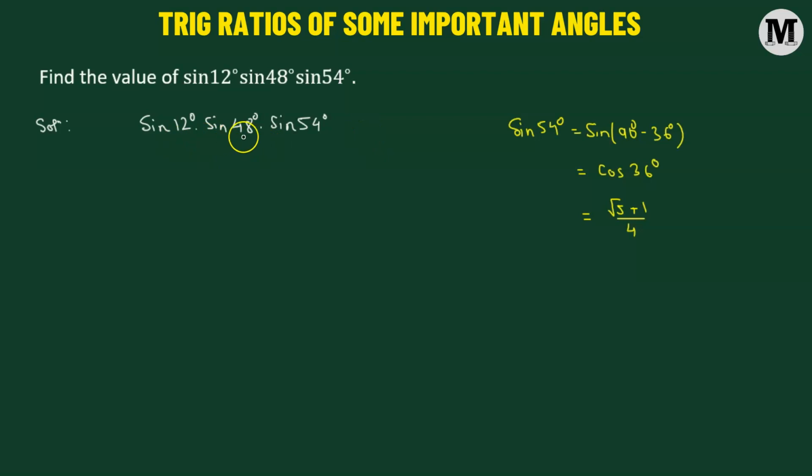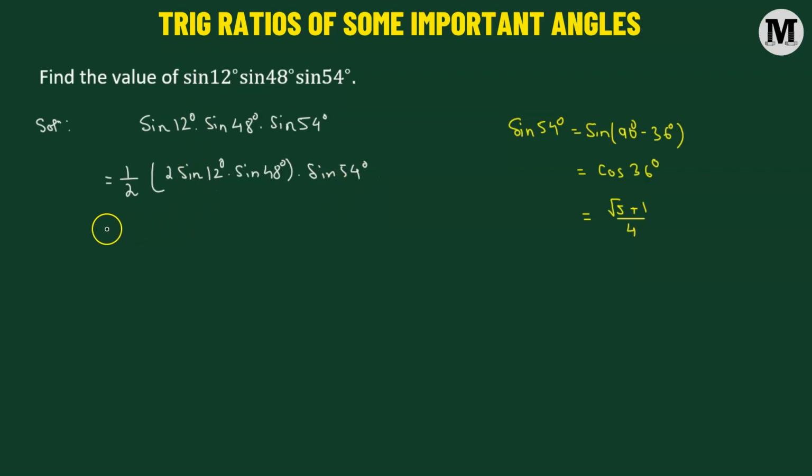That means we will now have to compute the value of sine 12 degrees and sine 48 degrees. So what we'll do, we're going to multiply and divide by 2 such that we get half times 2 sine 12 degrees times sine 48 degrees. And this will be multiplied by sine 54 degrees. We'll use the value a little bit later.